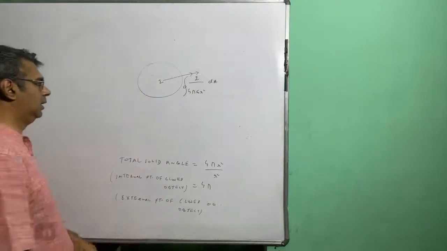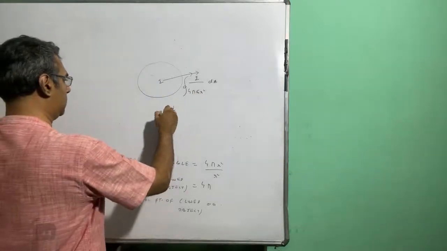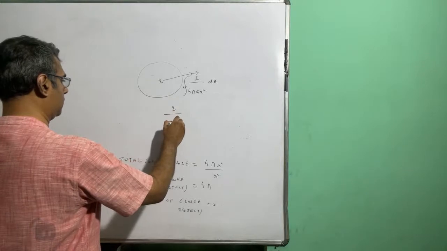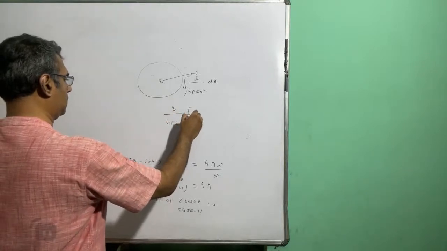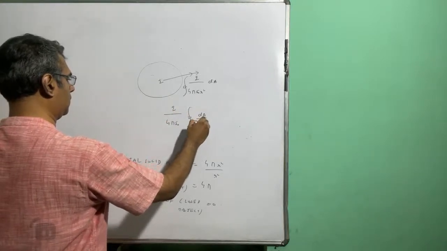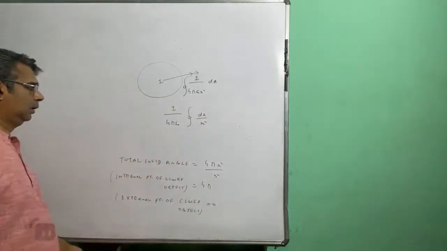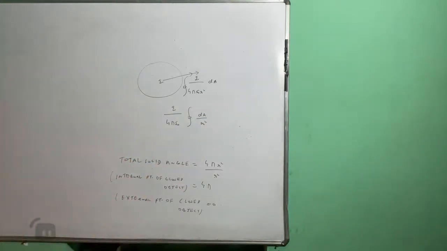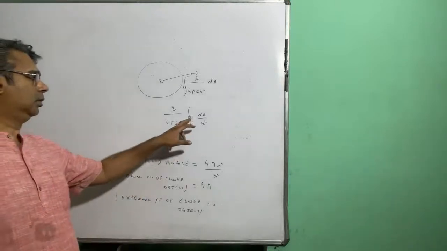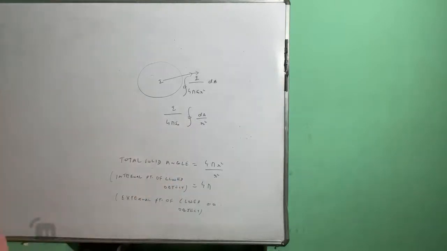Then you integrate it for the entire surface. So it will come Q by 4 pi epsilon naught into the integral of dA by r square.